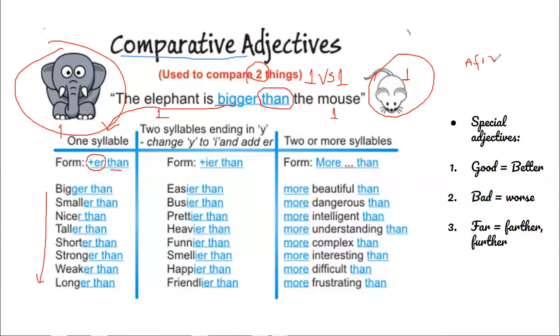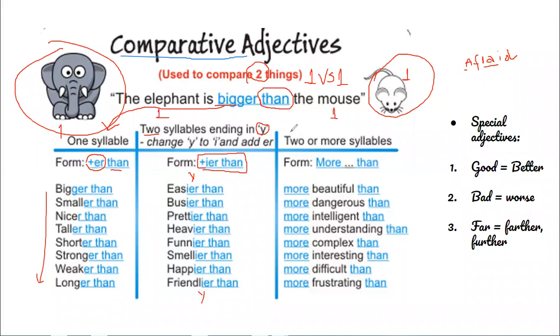O con miedo, okay? Afraid. Que tiene dos sílabas. Afraid. Okay, so also what we have is that we can use two syllable adjectives ending in Y. So we have happy, we have easy, right? We have busy, we have pretty, we have funny, smelly, we have friendly, okay, and we change the Y by an IER, okay? That is the other category.